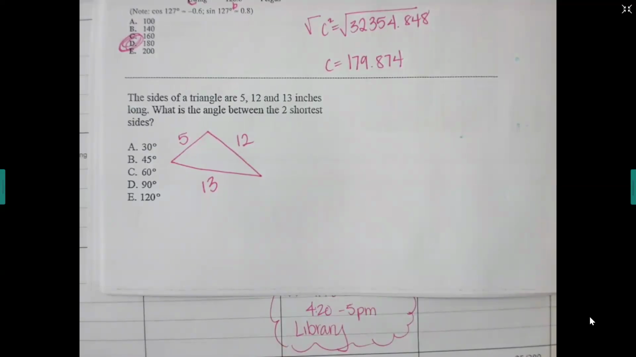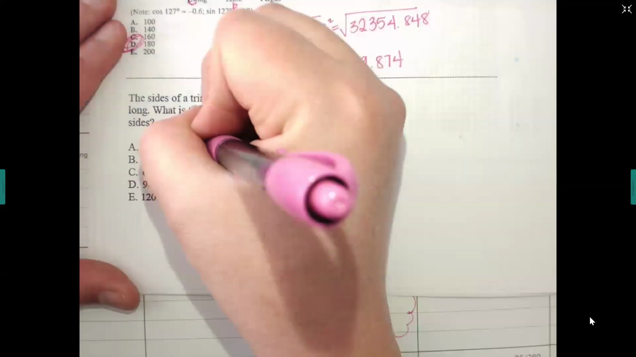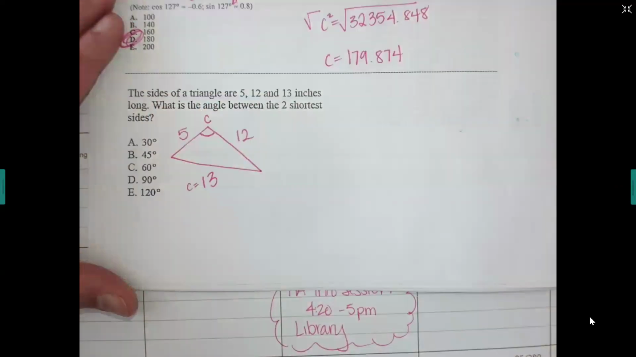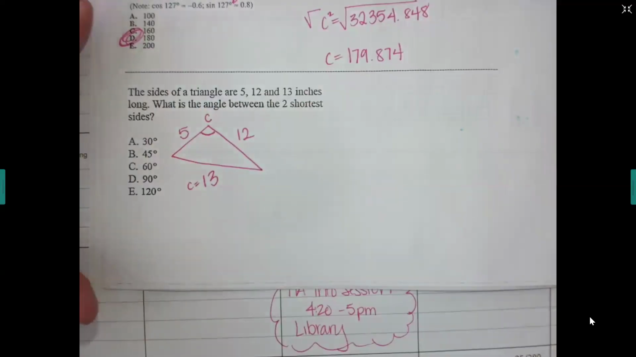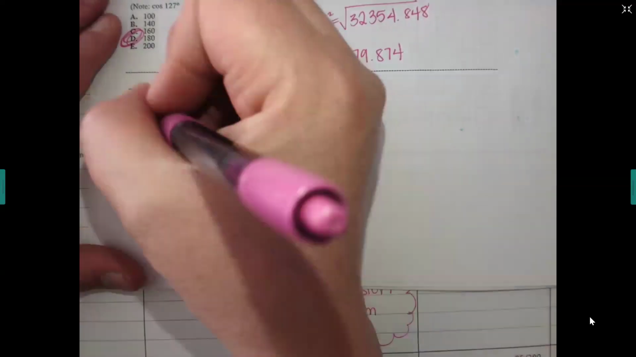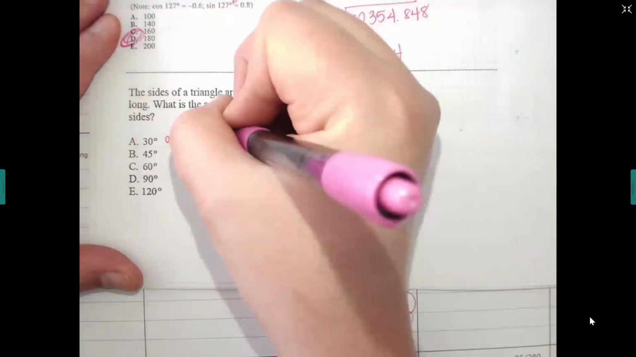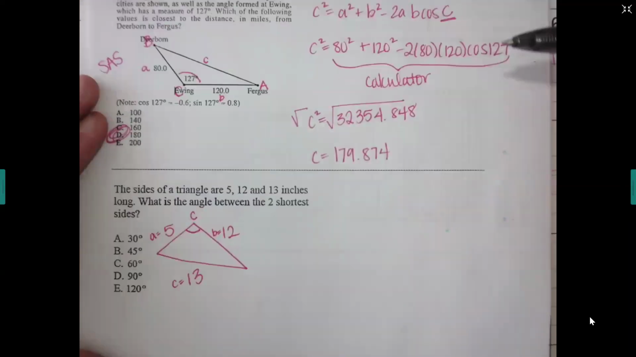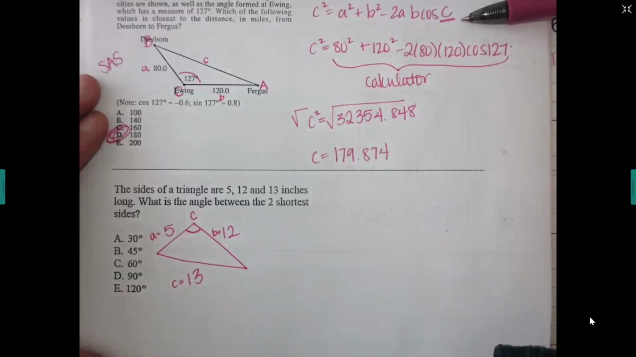So where should I put my angle that I'm trying to find between? Which two numbers? 5 and 12. So let's call it big C. That makes this little c. And then out of the other two, it doesn't really matter which one's A and B. I'm going to let this one be A and this one be B. Okay, we're using this exact same formula right here, so plug your numbers in.